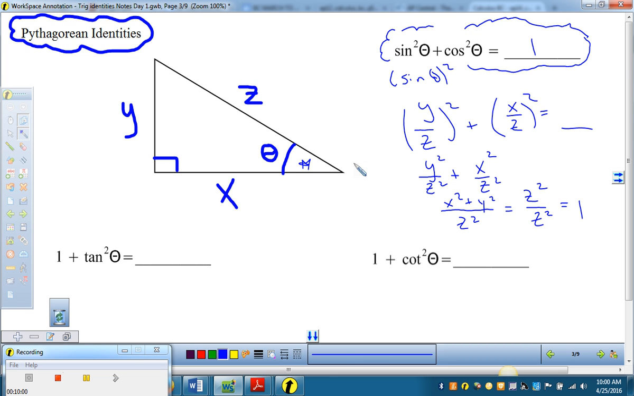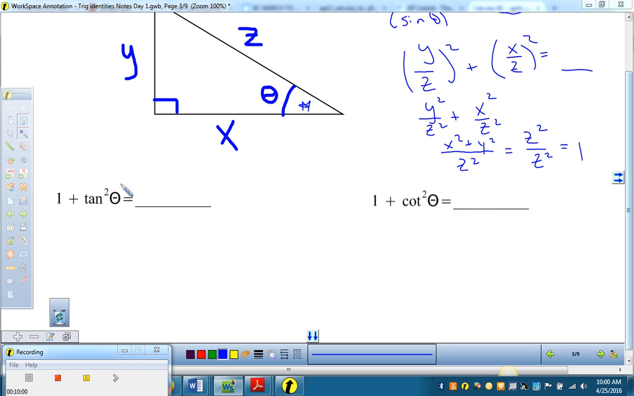Yes, did you have a question? All right. Okay, so we're going to use that same type of work to find out what these other two identities are equal to. They're still Pythagorean, they're still based on these three sides. I'm going to set it up a little bit differently this time.